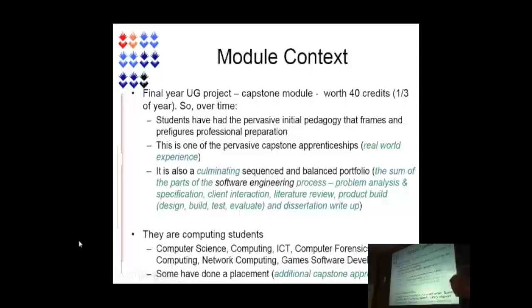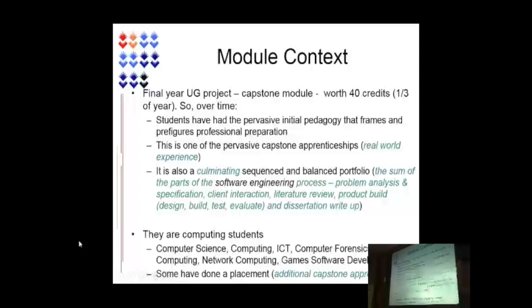So they're all computing students, but they're from 7 different programmes within the department. And as I said, some of them have done a placement and some of them haven't. And what you can take from that is we do have students who already behave in a kind of more professional way than some of the others.